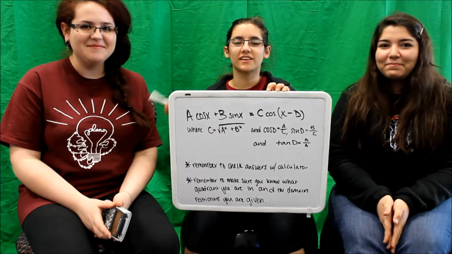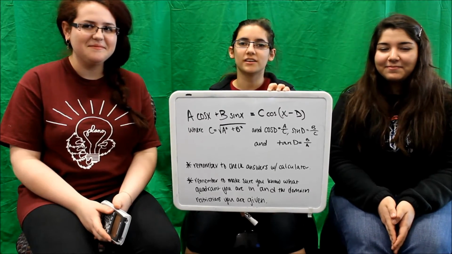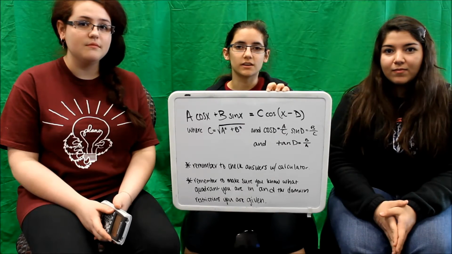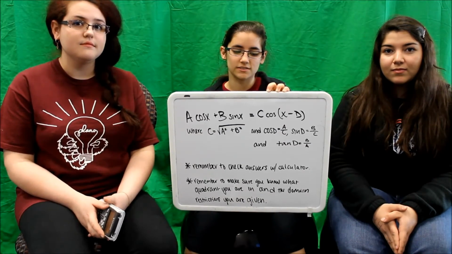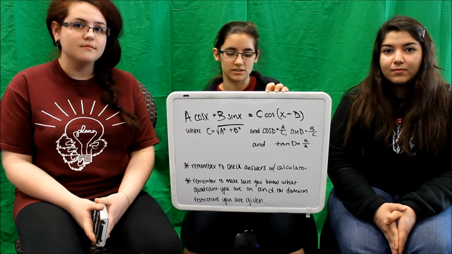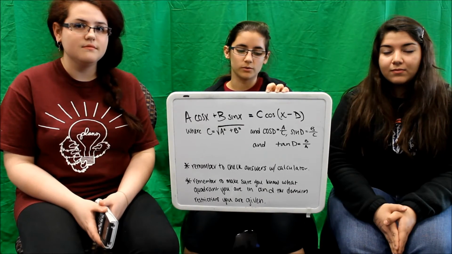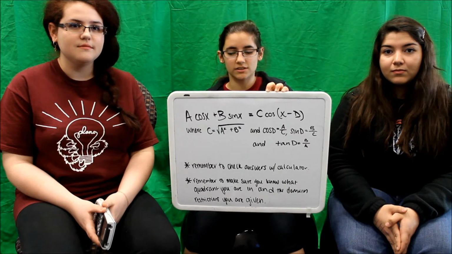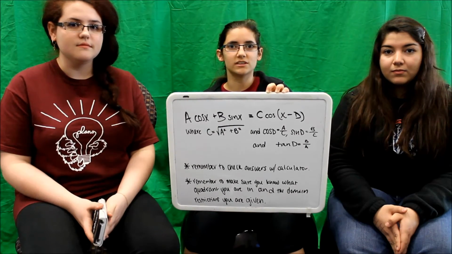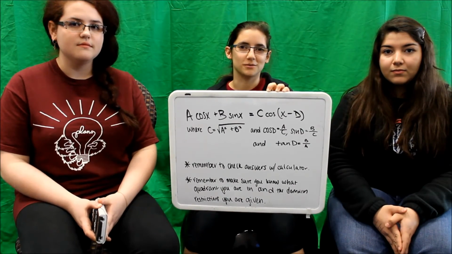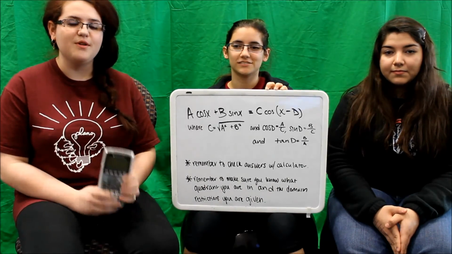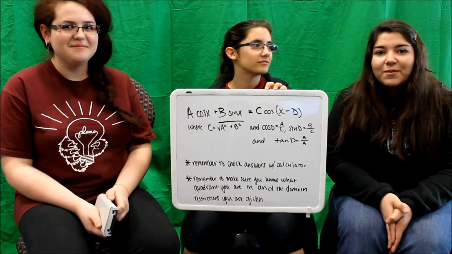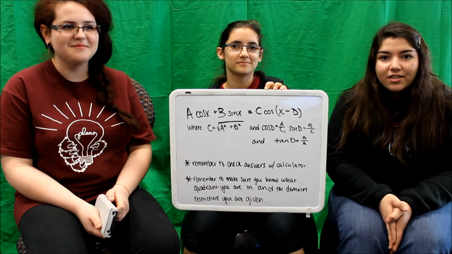So this has been Svetlana, Gabby, and Hannah teaching you about linear combination identities. A good rule to remember is a cosine x plus b sine x is equal to c cosine of x minus d, where c is equal to the square root of a squared plus b squared, and cosine d is equal to a over c, and sine d is equal to b over c, and tangent d is equal to b over a. And remember, you can always use your calculator to check your answers. Also make sure to check what quadrant you're in and what domain restriction you were given.